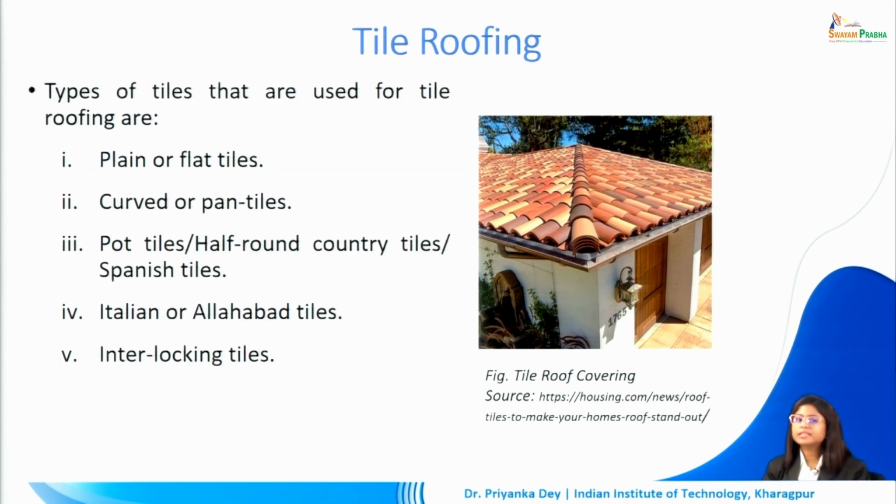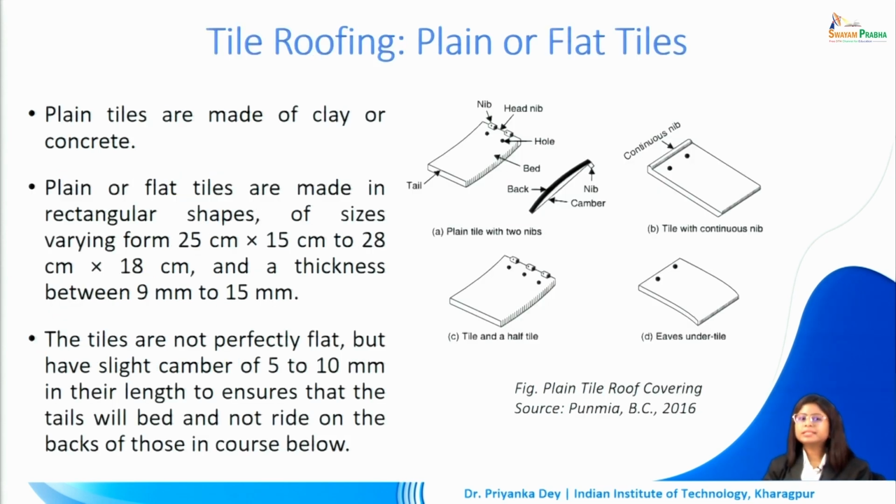Now there are various types of tiles which are available, but we can predominantly try to classify them as plain or flat tile, curved or pan tiles, pot tiles. We can also call the pot tiles half round country tiles or Spanish tiles. We also have the Italian or Allahabad tiles or the interlocking tiles. So first let's take a look at the plain or the flat tile.